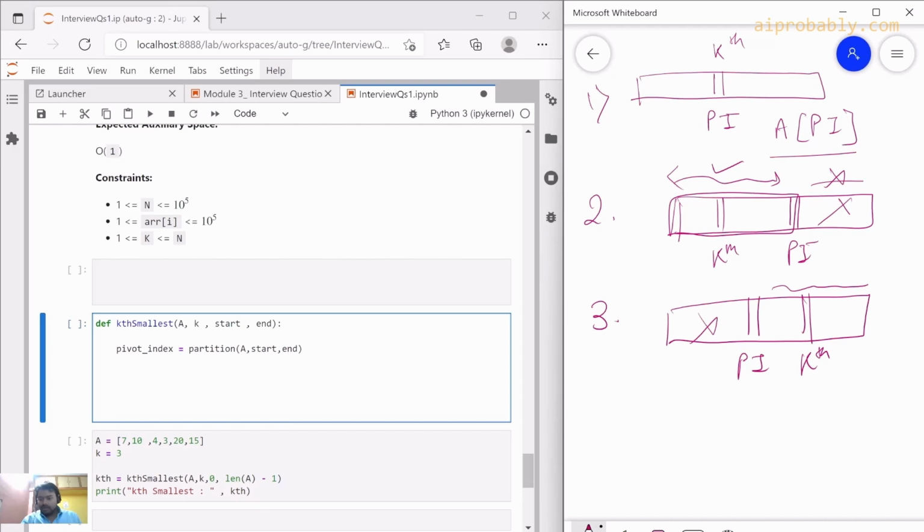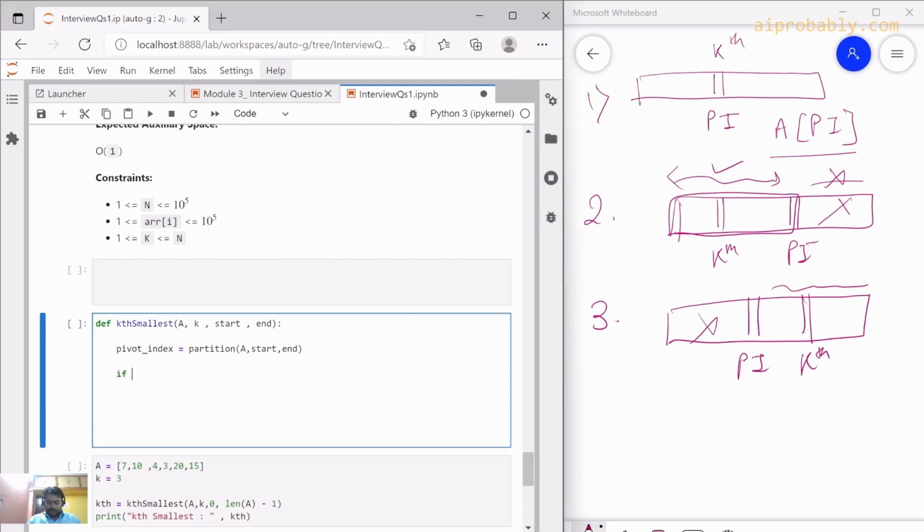So we have a total of 3 situations, and the same we will implement in our if else conditions as well. So the first situation will be, if pivot index minus start is equal to k minus 1.